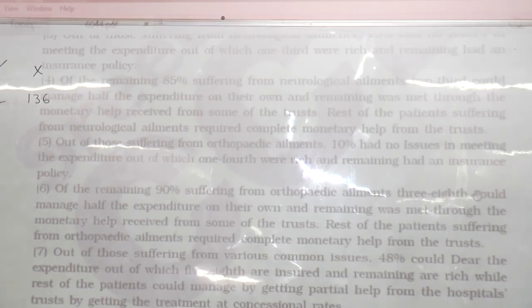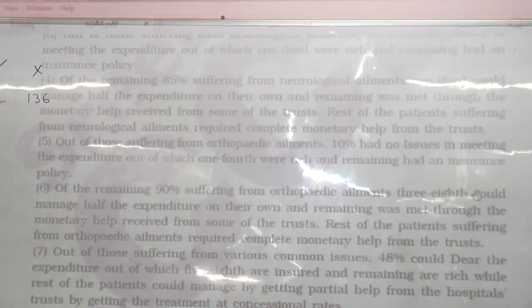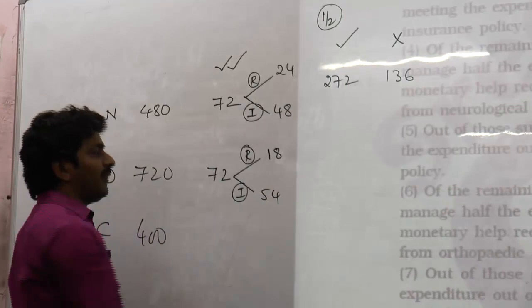Next, fifth one. Out of those suffering from orthopedic ailments, 10% had no issue in meeting the expenditure, out of which 1/4 were rich and remaining had insurance policy. 10% are comfortable. This is also 72. And out of this, 1/4 of this number, half and half. Half is 36, again half 18. 18 are rich and remaining 54 have insurance policy.